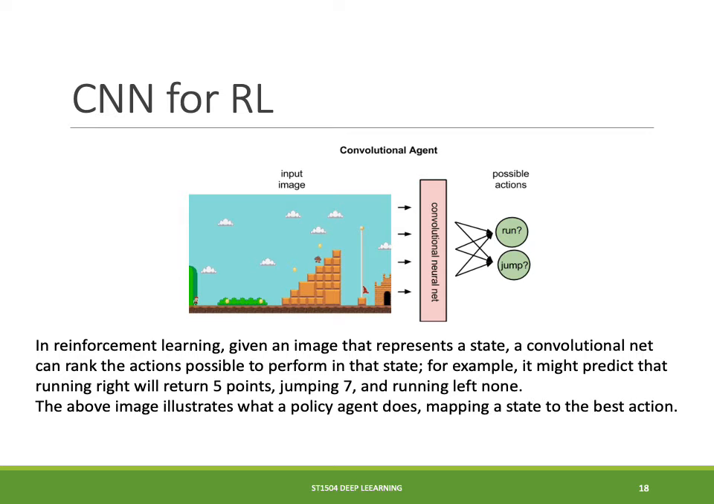So in reinforcement learning, given an image that represents the state, the convolutional network can rank the possible actions to perform in the state. So for example, it might predict right now, running right may return 5 points, jumping 7 points, and running left none. So the best action is the one that will achieve the best reward, which is jumping, which gives you 7 points. So the above image illustrates what the policy agent does, right? The policy agent is basically the CNN. In this case, the convolutional agent does the best mapping of the current image state, what the game screen looks like, to the best possible action.